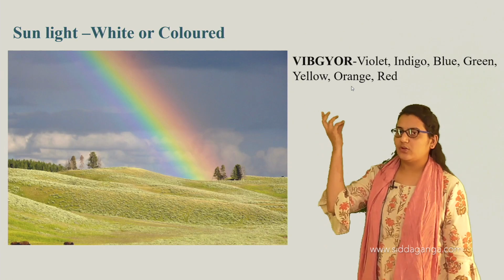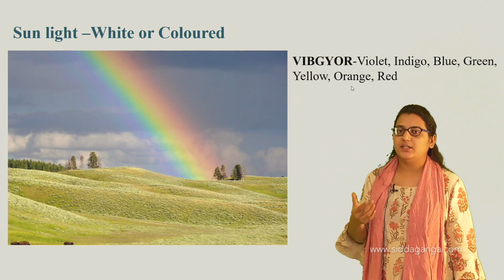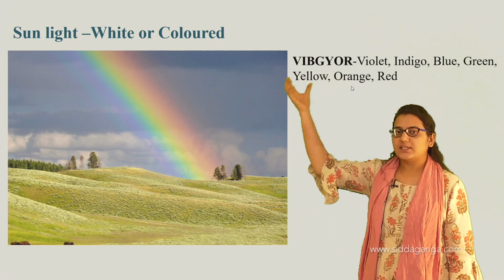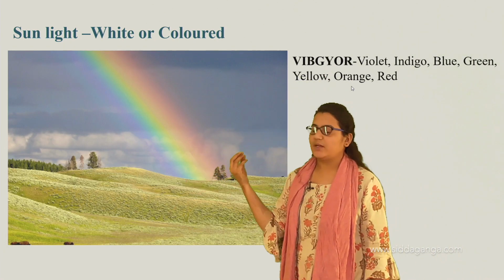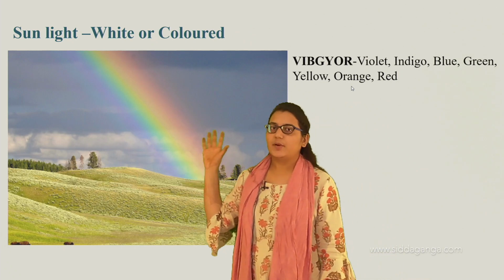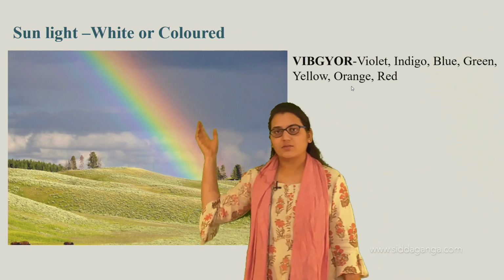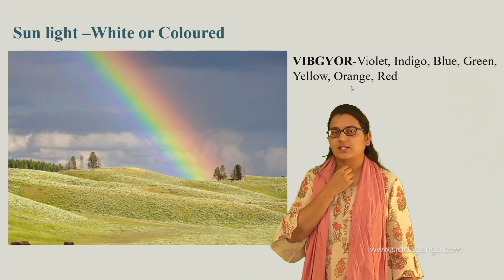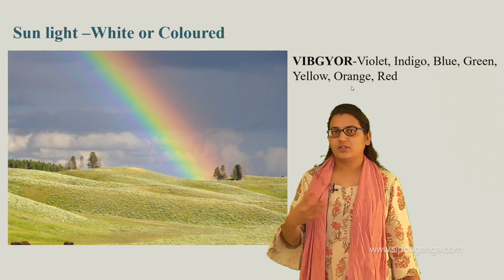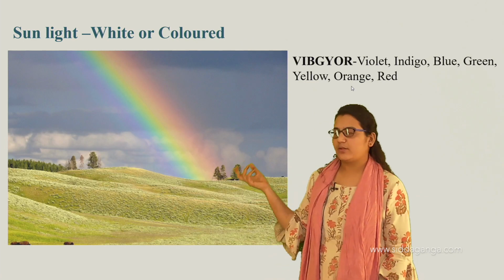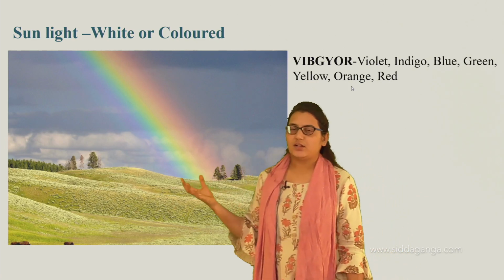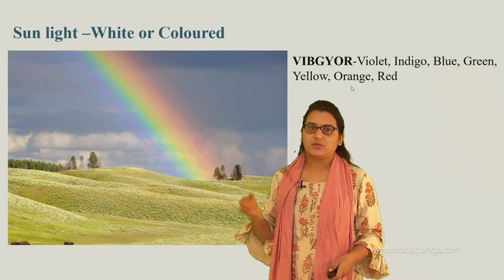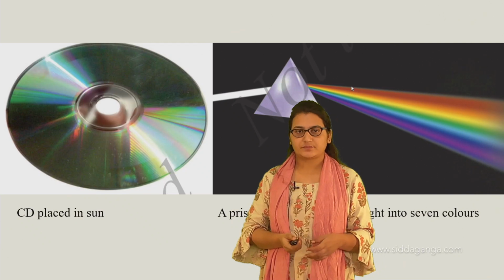That is what we call VIBGYOR: violet, indigo, blue, green, yellow, orange and red. All these colors we can see in this rainbow. But when we see it, we just see some 3 or 4, but the actual rainbow consists of these 7 colors. Now, what does sunlight consist of? Is it white or colored? We know the rainbow is really colorful, and these are all the colors it consists of. But what about the sunlight?